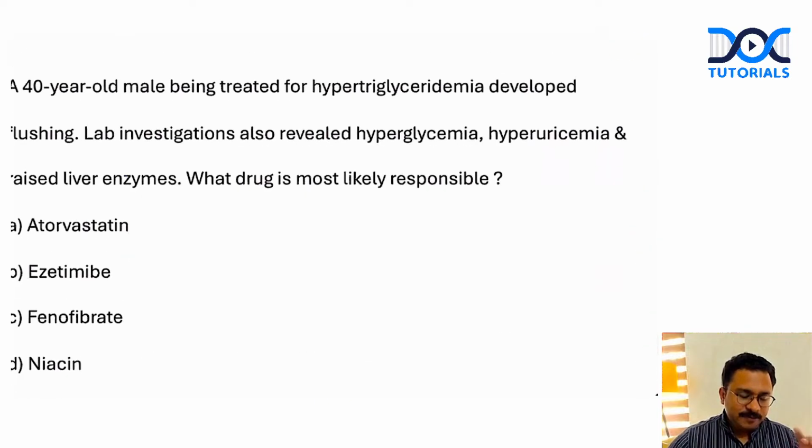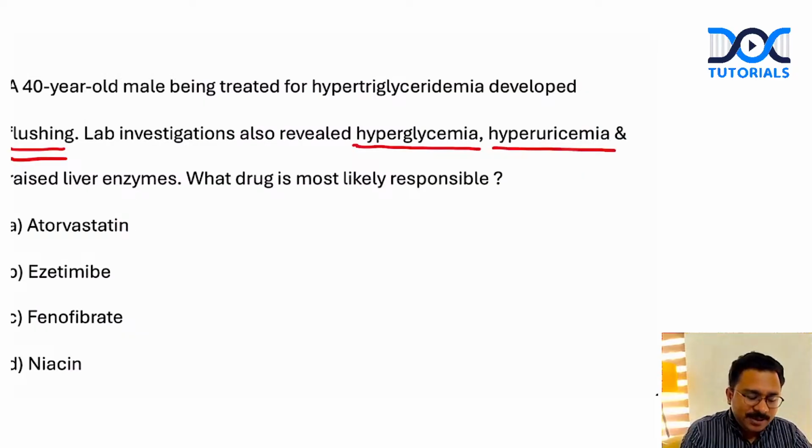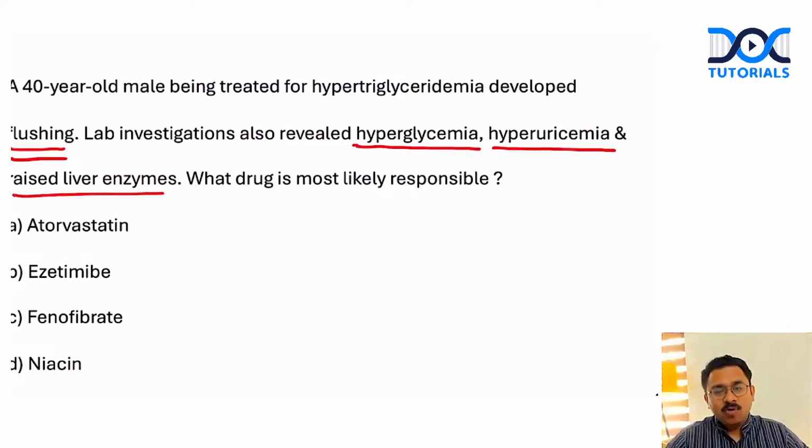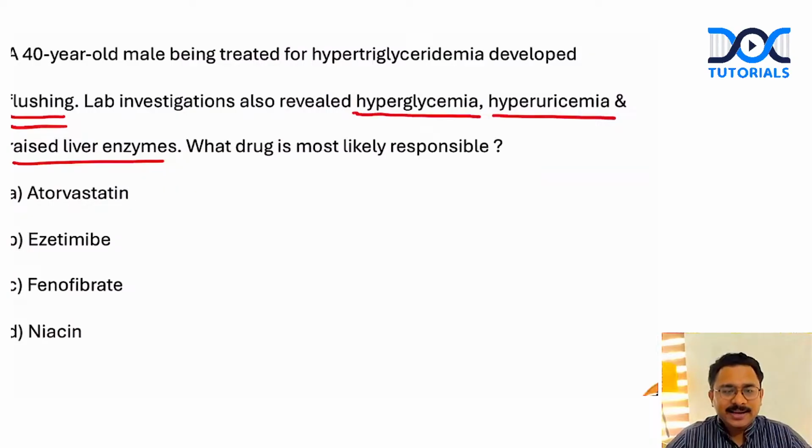Coming to the next question, a 40-year-old male is being treated for hypertriglyceridemia, and as a part of the treatment, the patient has got some problems like flushing. The patient has got hyperglycemia, hyperuricemia, and elevated liver enzymes. And what do you think? Which drug is most likely responsible for this? Is it atorvastatin, ezetimibe, fenofibrate, niacin? Remember, these are all side effects of niacin, that is your nicotinic acid, which is used in the treatment of hypertriglyceridemia, and which can cause flushing, hyperglycemia, hyperuricemia, and even elevated liver enzymes.